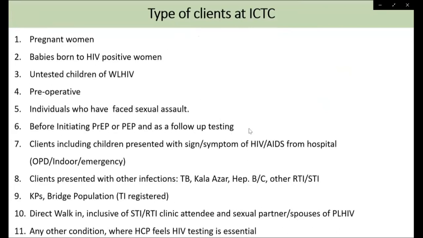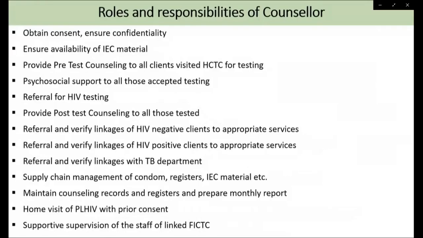So if I look at it as a counselor, I also feel that the targeted intervention population registered at TI comes at the 9th number, right? So that's my perception also. There could be different perceptions for different people when they look at this list. But this is something which suggests which are the priority populations for the ICTCs. And it includes all the possible clients, all the possible population which could come to the ICTC.